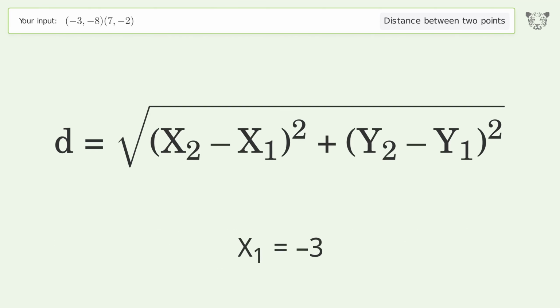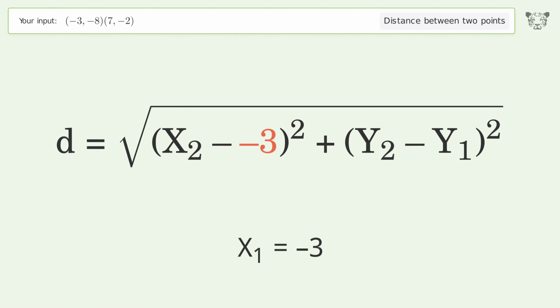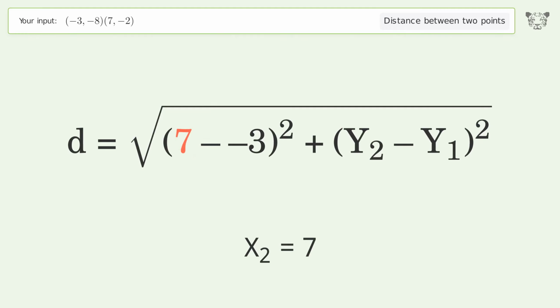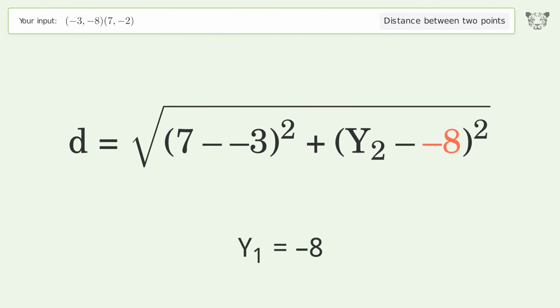x1 equals -3. x2 equals 7. y1 equals -8. y2 equals -2.